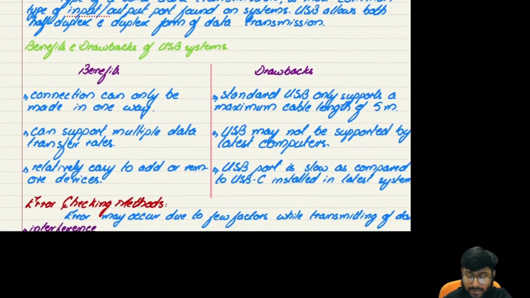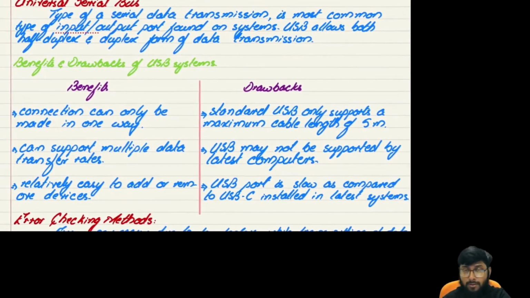Now coming towards the benefits and drawbacks, because most of the time you are asked about the benefits and drawbacks of a USB in your paper. Normally you are also asked about the definition of a USB, so we are done with the definition. Now we are coming towards the pros and cons of the USB. It says connection can only be done in one direction. You have all used a USB, so you know it won't allow you to insert a device from the other direction. It only allows you to insert a device from a single direction, so it would be easier for you.